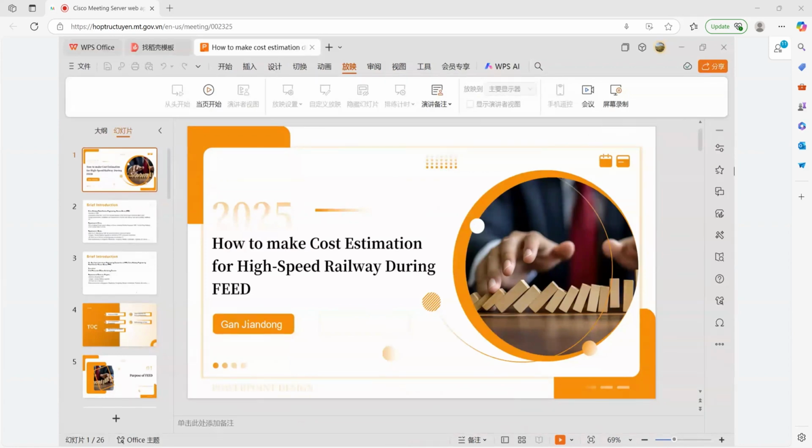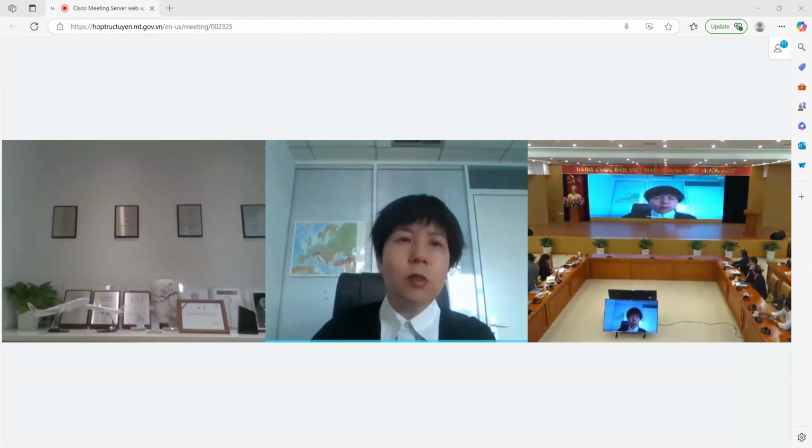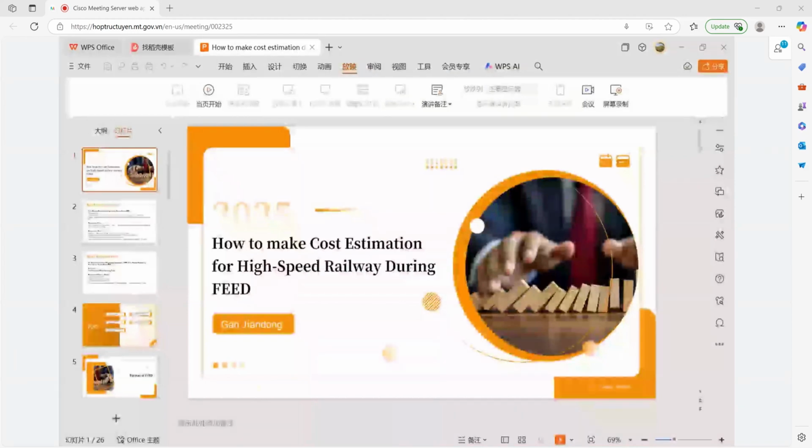The major contents of my presentation include 5 parts. Let me begin with the first part, the purpose of FEED. The purposes of FEED include establishing a realistic budget to ensure the economic and technical feasibility of the project, and providing a basis for the detailed design and construction approach later on.